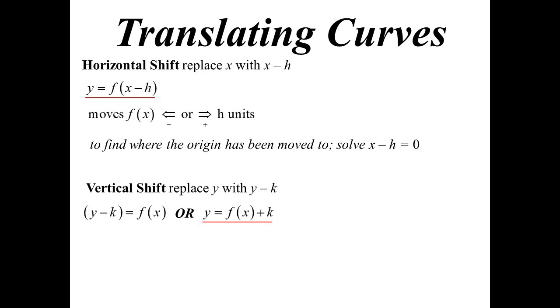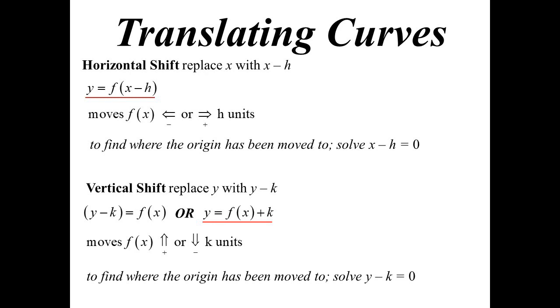But really the idea is, if you replace y with y minus k, it keeps the same idea. So when I replace the y, because y represents vertical, it's a vertical shift. When I replace the x, it's a horizontal shift. And again, if ever you're unsure, solve that y minus k equals 0, and that'll tell you where it's been moved to.